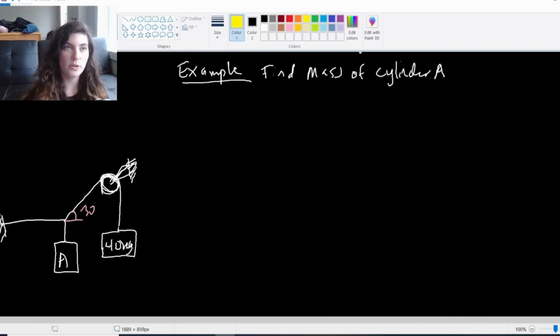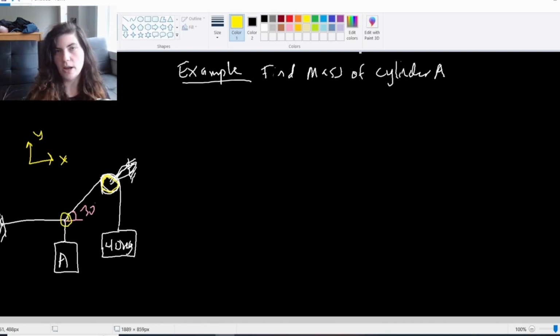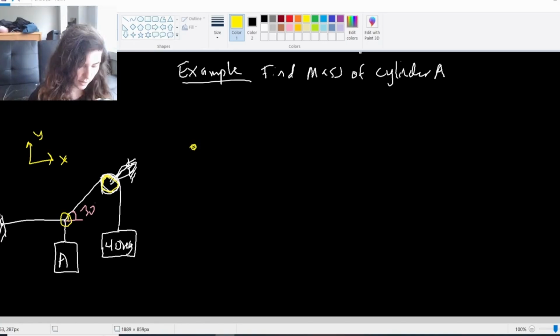In this example, I'm going to try to find the mass of cylinder A in this system that has a pulley in it. This pulley is this circular part right here. And so what I'm going to do is draw a free body diagram. I'm going to assume the regular coordinate system, and I'm going to draw a free body diagram for this point right here. I always want to start near my unknown, include my unknown force in my first free body diagram to see if I can solve it with what I know. So I'll go ahead and draw this free body diagram.